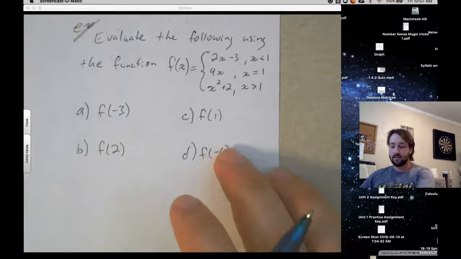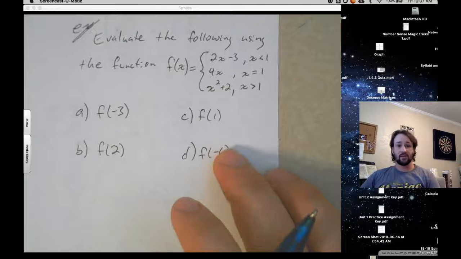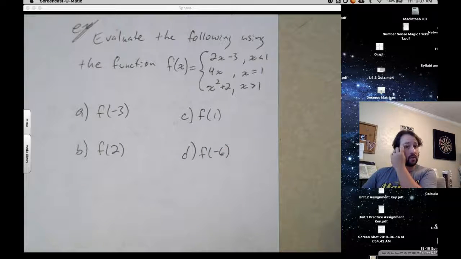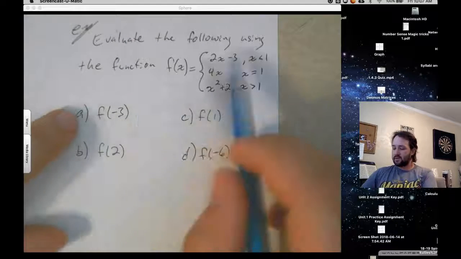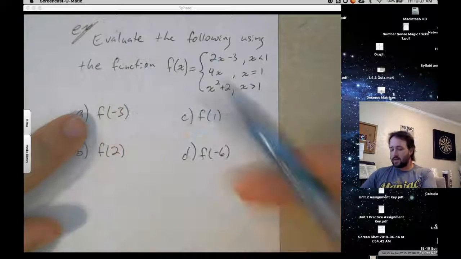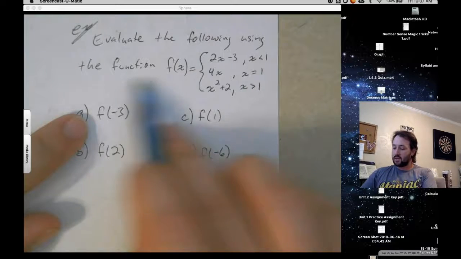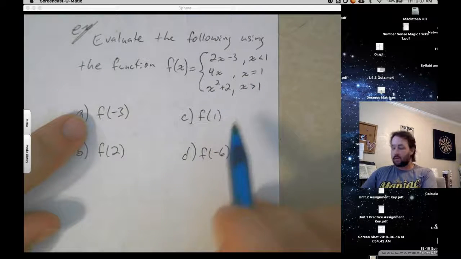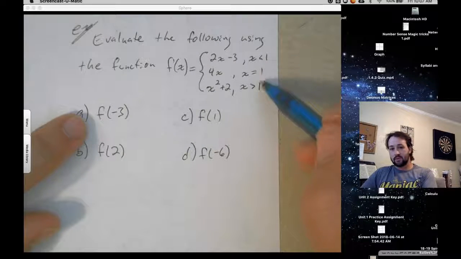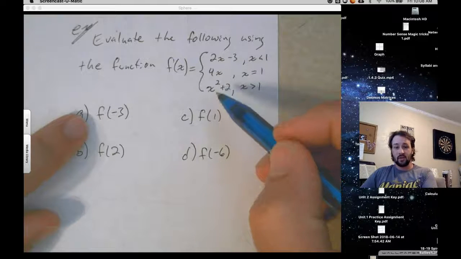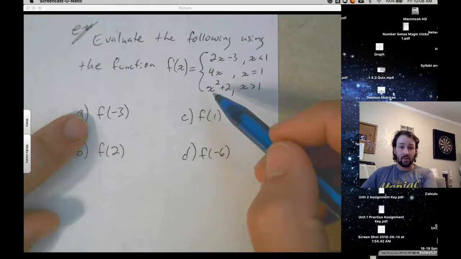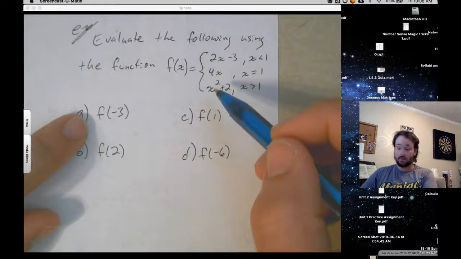the last type of thing that you're going to see with piecewise functions is actually evaluating them, which is really not hard. So it says evaluate the following using the function f of x equals, and then the pieces. Notice we have a bunch of restrictions on the right-hand side, and a bunch of functions on the left-hand side. Depending on where our x value falls will depend on which function we use.